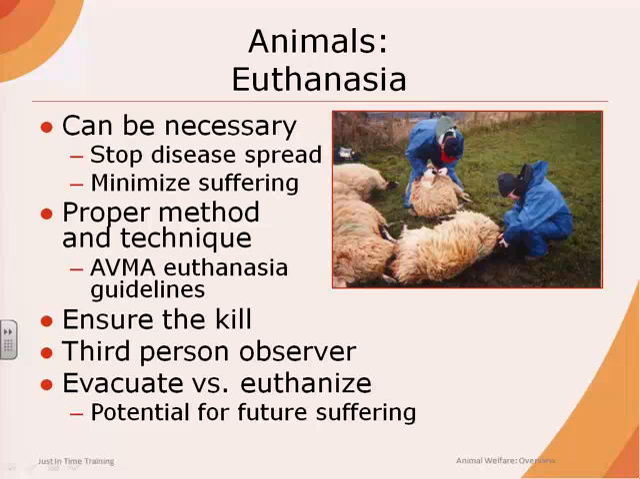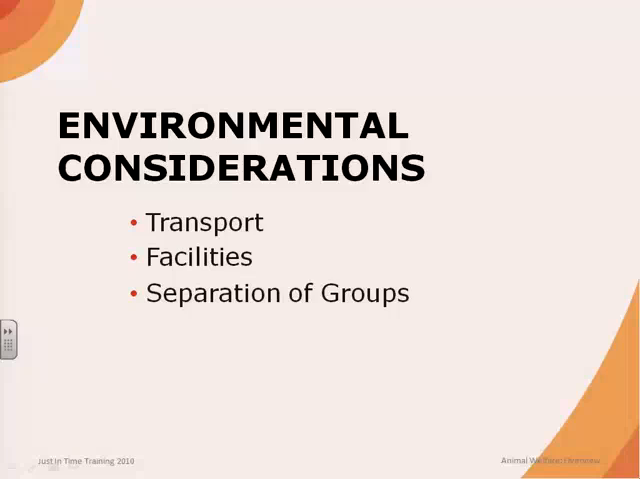In times of mass depopulation, a third-person observer may be necessary to ensure that euthanasia is being performed properly and that animal welfare remains a concern throughout the process. At times, the difficult decision of whether to evacuate or euthanize a healthy animal may have to be made. When this situation arises, it is important to weigh the potential for future suffering.